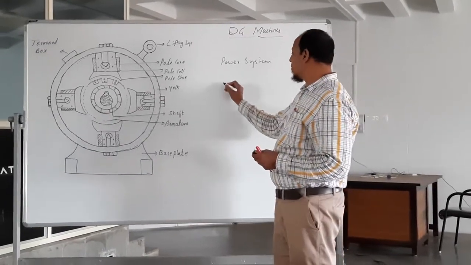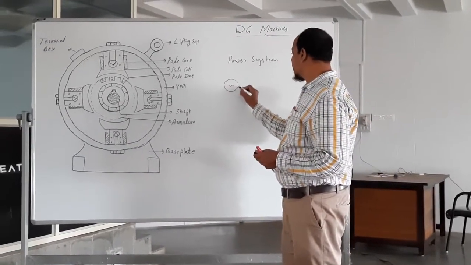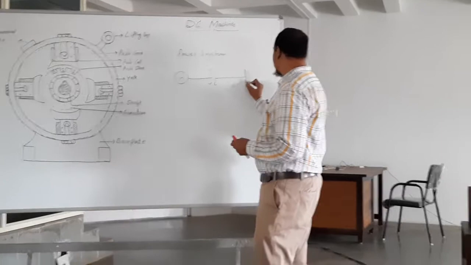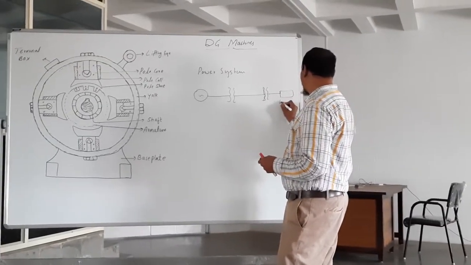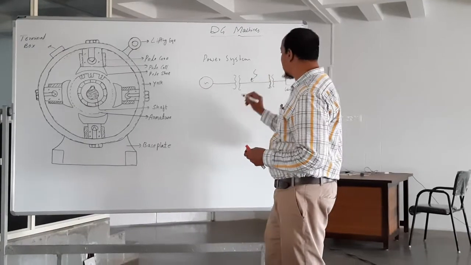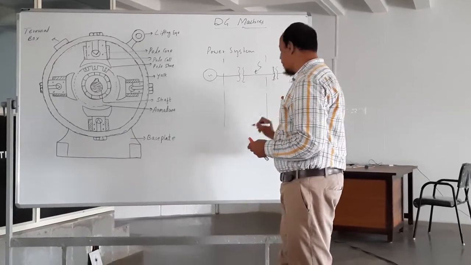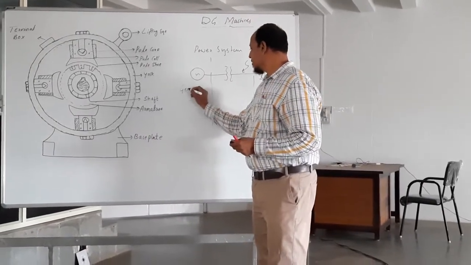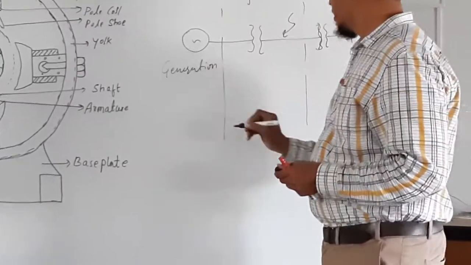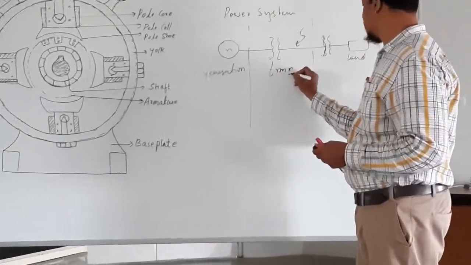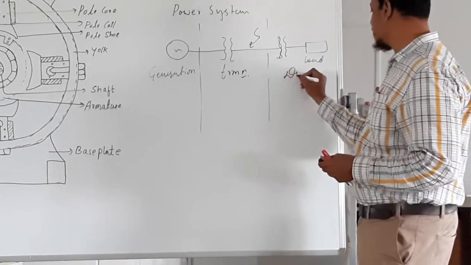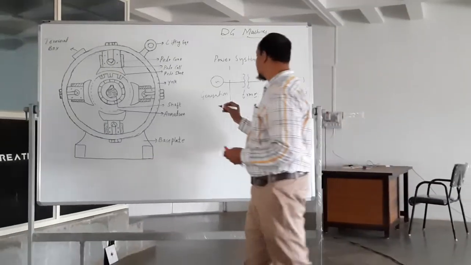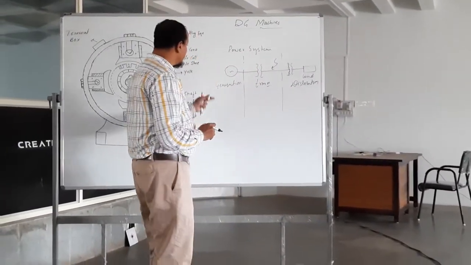In the single line diagram, the first part is generation, the second part is distribution, and finally the load. In these three sections, it is very easy for us to analyze the entire power system. That is, the first one is generation, the second one is transmission, and the third one is distribution. The first part we are going to focus on here is generation.